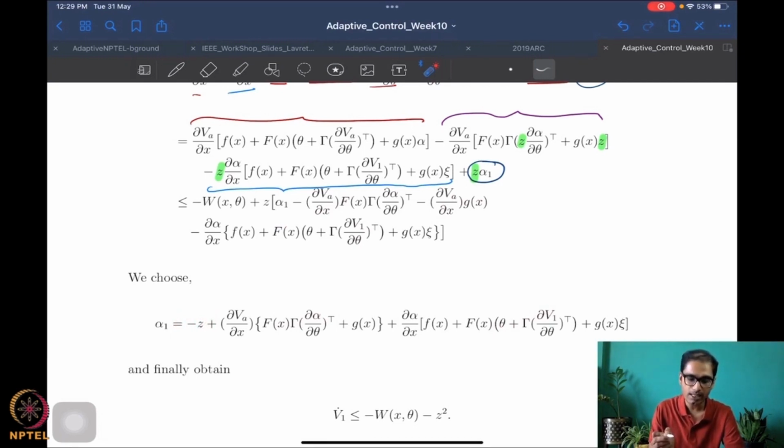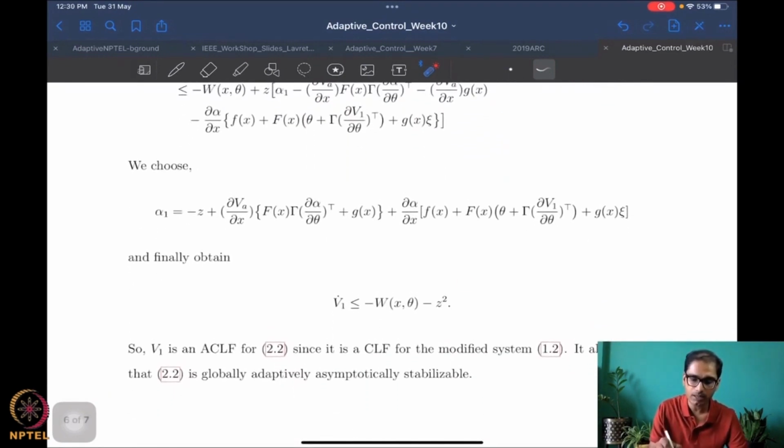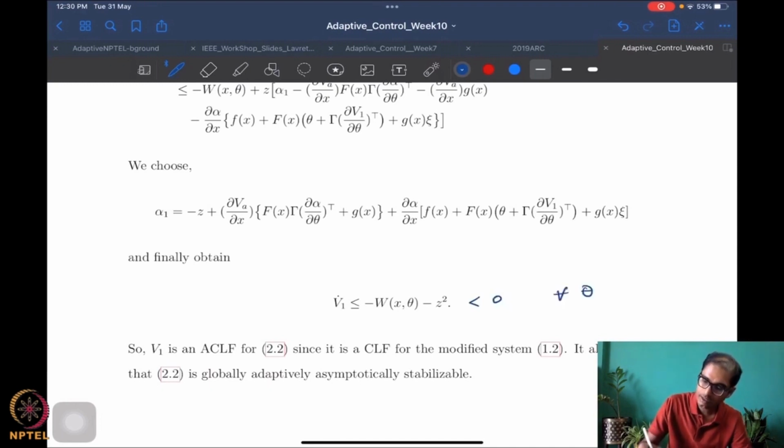And once I can do that, I know that I'm left with V1 dot as minus w x theta minus z squared. Which means this also turns out to be negative definite for all theta, x, z. So this is an ACLF because it is a CLF. If you got the derivative to be negative definite, it means that V1 is a CLF for the modified system, by choosing an appropriate alpha 1, of course.